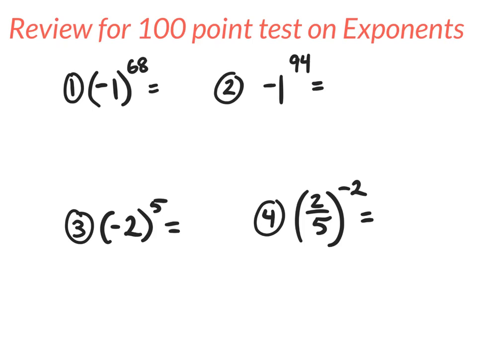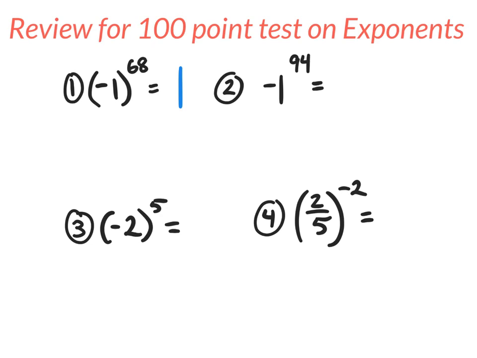Positive 1. Why is the answer positive 1 on number 1? Because 68 is an even number. And when you have a negative number on the inside of the parentheses and it's even, if you were to expand it, you'd know that they all paired up, and a negative times a negative, when you pair them, becomes positive. So that is a positive 1.